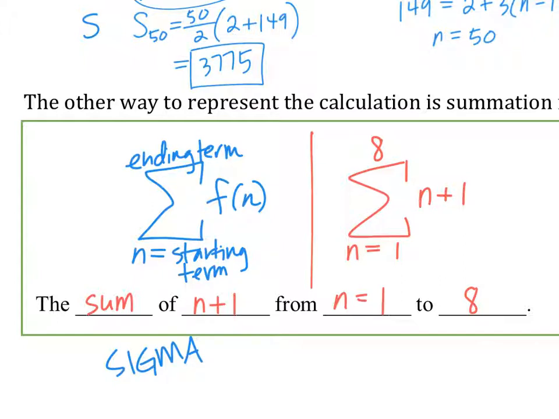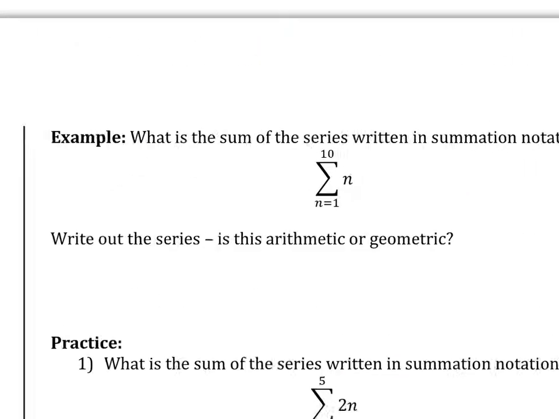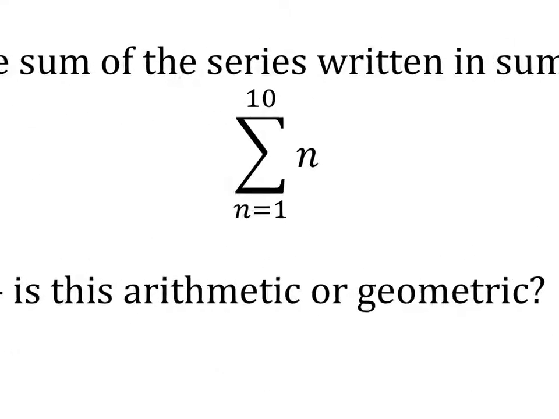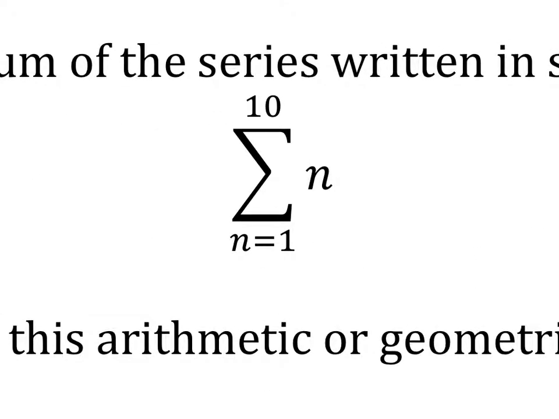Okay, let's practice. Next page. Partner on the right, raise your hand. You're going to read to your partner what this notation says. The sum of blah, blah, blah. Okay, read to your partner. From n equals 1 to 10.